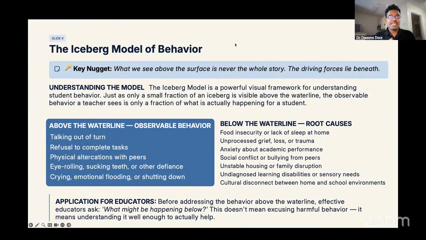We see these things: talking out of turn, students talking nonstop in class or wherever, refusal to complete tasks, physical altercation with other students like horseplay, playing around, touching other people, physical wrestling, eye rolling and hissing of teeth, and other defiance. You have crying as well as emotional flooding or shutting down, not saying anything. A bunch of things can be at play here in our classroom.